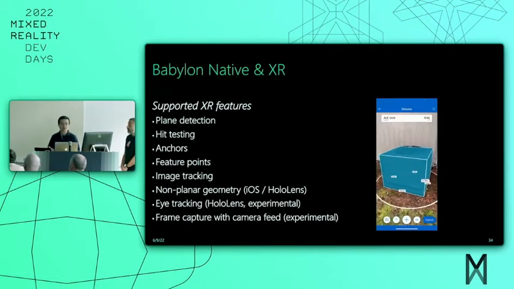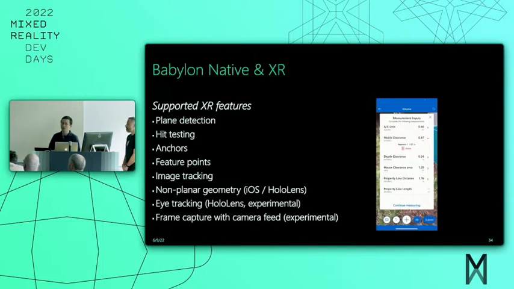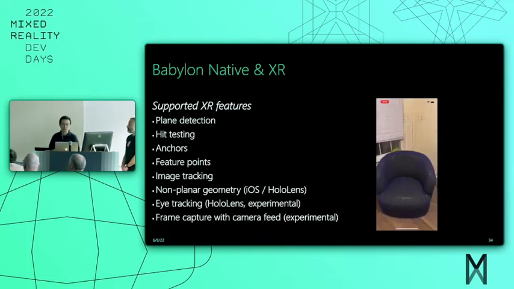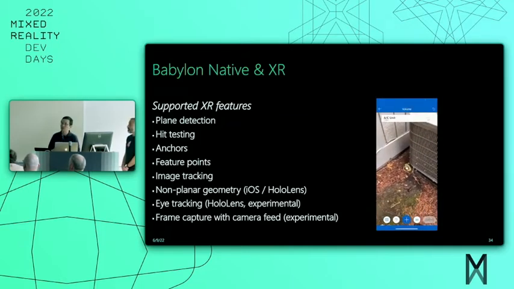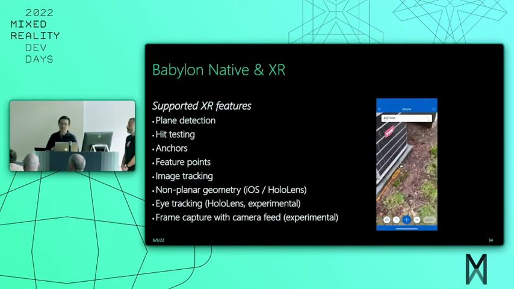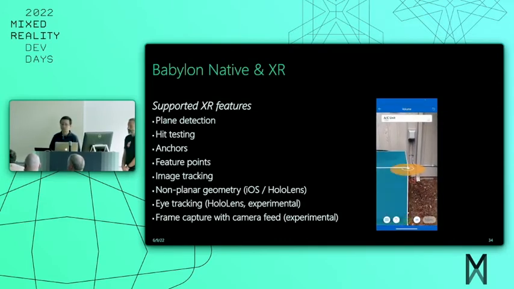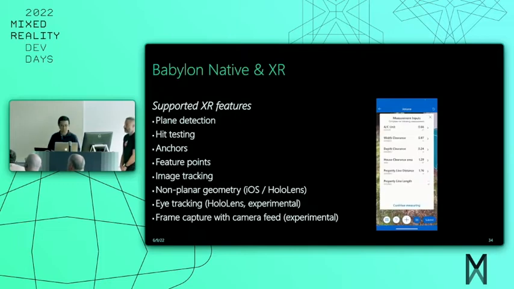We also support anchors, raw feature points, image tracking, which I'll show in a second, eye tracking, which is experimental on HoloLens, as well as frame capture with the camera feed. There is a camera feed experimental draft spec for WebXR, but it's not quite ready yet. But we can do this now.